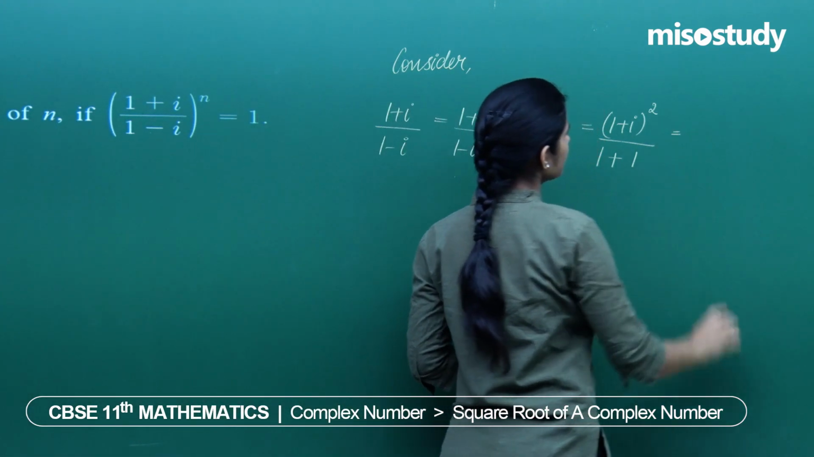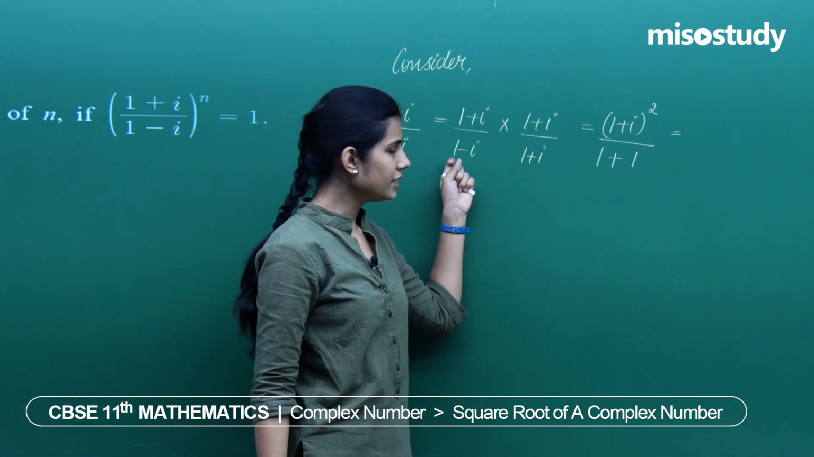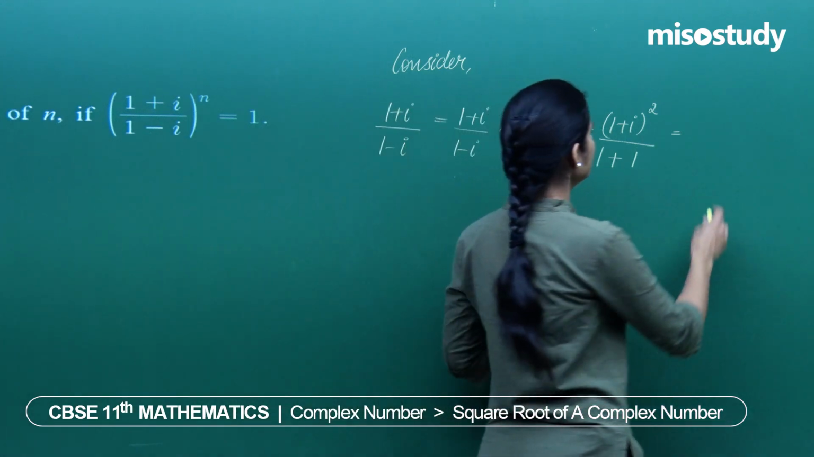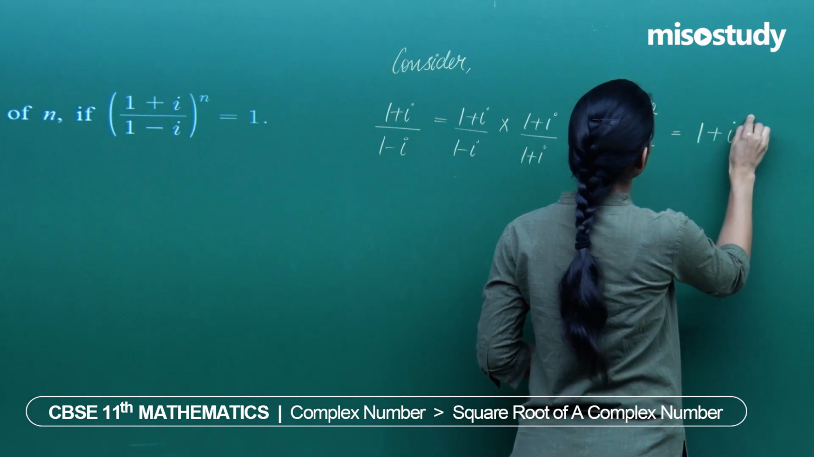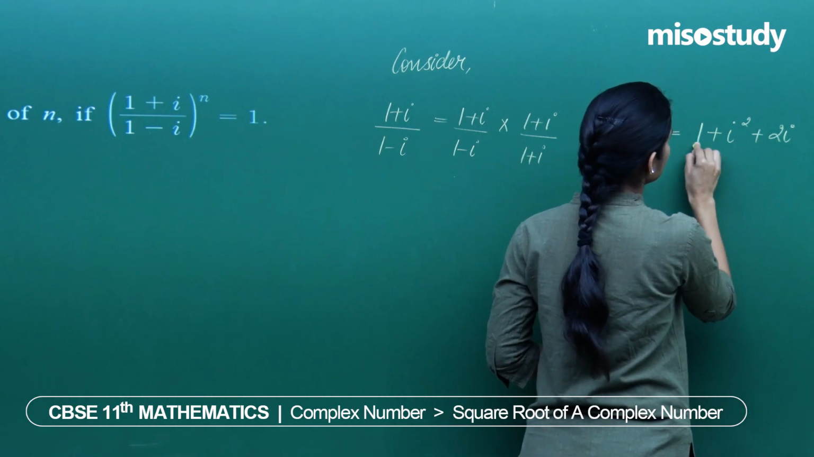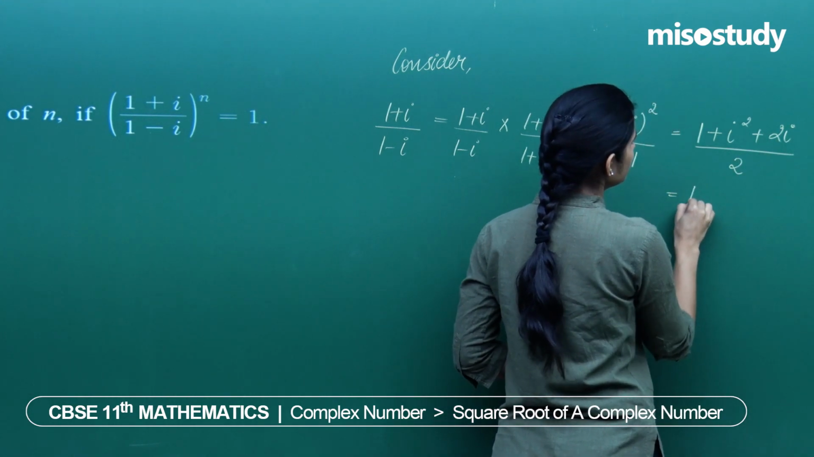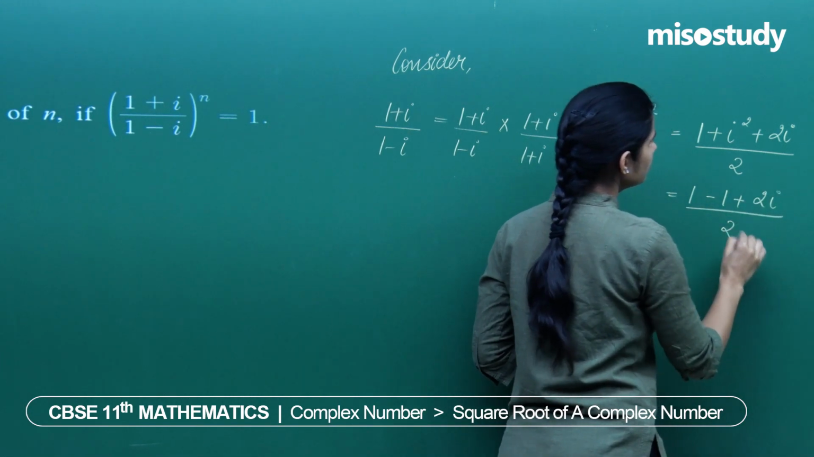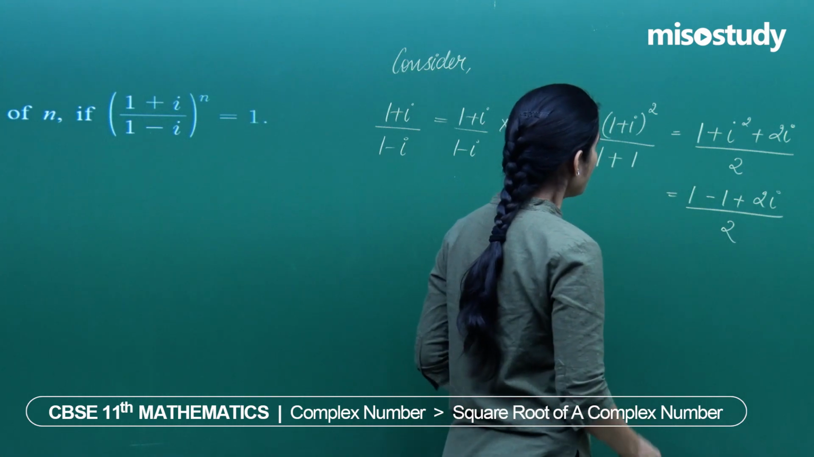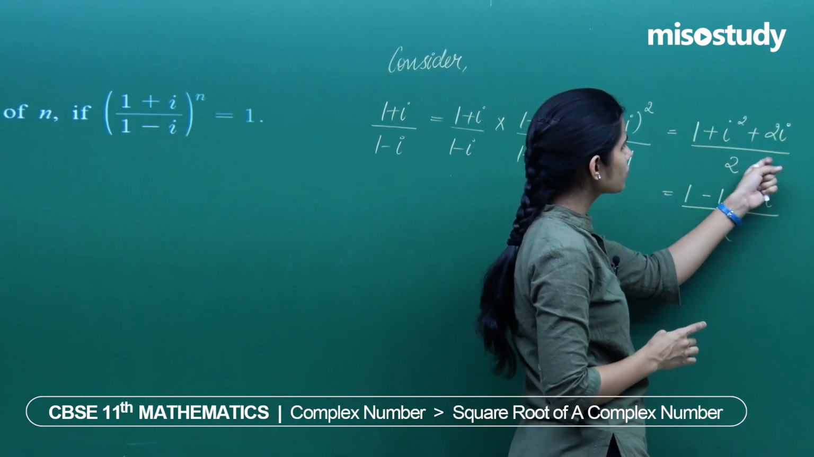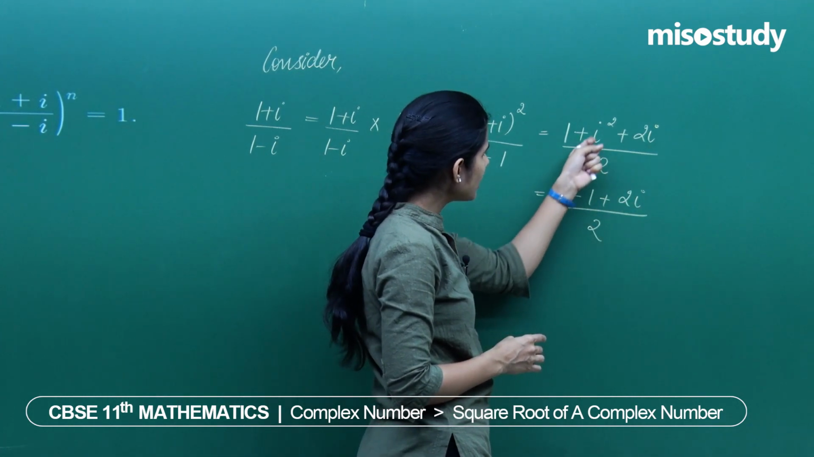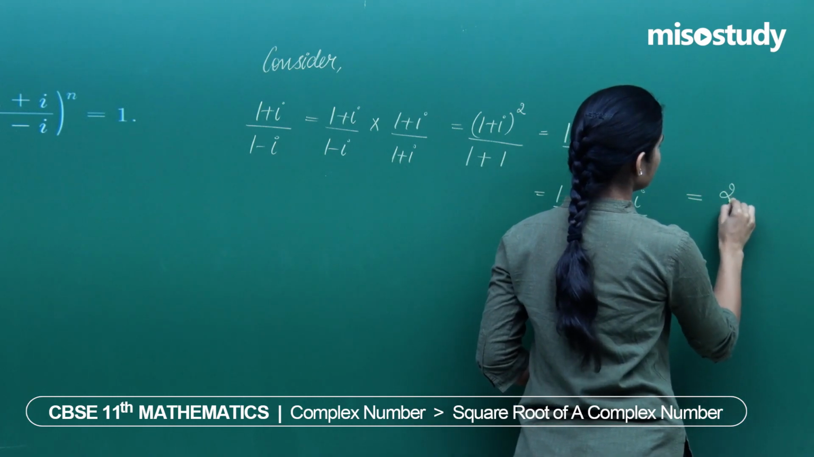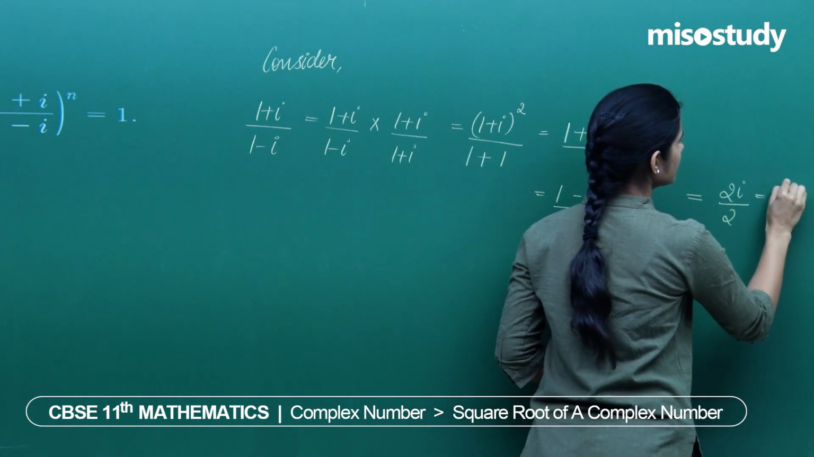So you are left with what? This is 1 minus iota square. Iota square is minus 1, so you are left with 1 plus 1. Now this gives you 1 plus iota square plus 2 iota whole upon 2, which is 1 minus 1 plus 2 iota upon 2, because iota square is minus 1. Now this turns out to be 2 iota upon 2, which is iota.